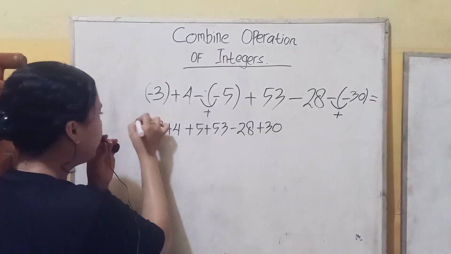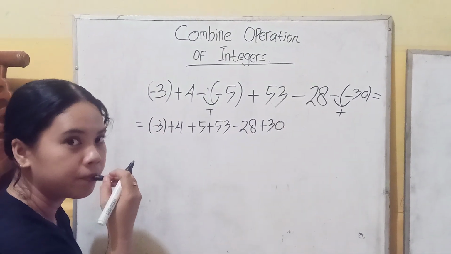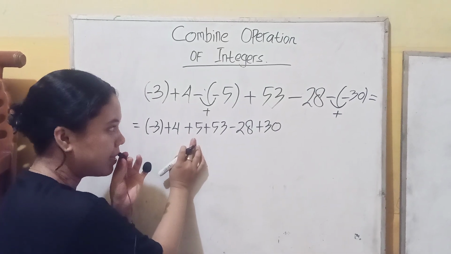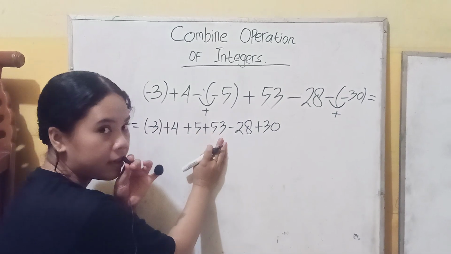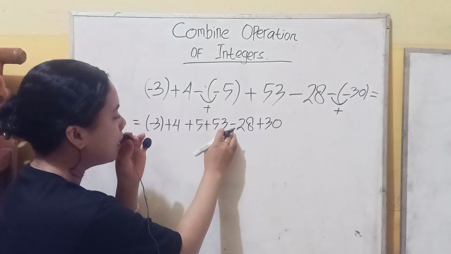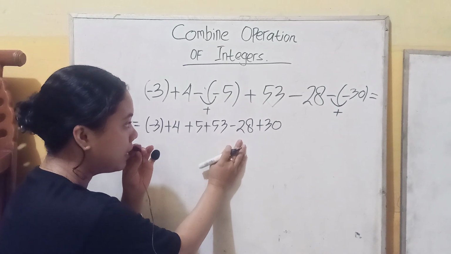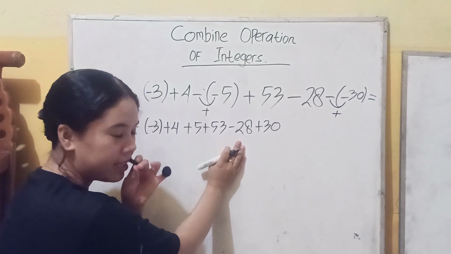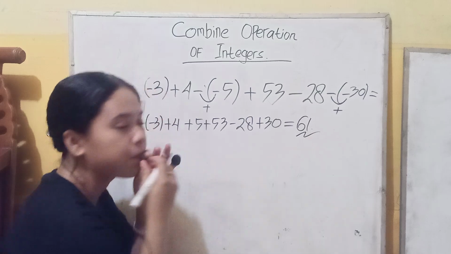Okay, so here negative 3 plus 4 is 1, right? So 1 plus 5 is 6. Very good. Then 6 plus 53 is 59. Then 59 minus 28 is 31. Okay. 31 plus 30 is 61. So the answer is 61 here.